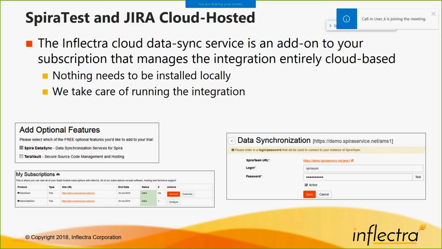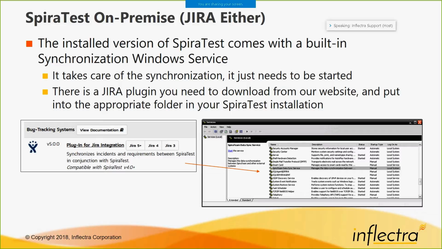So the first case is the most simple, which is they're both cloud hosted. Now that's great because we take care of that for you. As you can see here on the screens, we have a cloud synchronization service called the Spira Data Sync. It runs in our cloud environment and it's going to connect to your cloud instance of SpiraTest and it's going to connect to your cloud instance of JIRA. It's going to synchronize the two. There's nothing you have to do apart from set up the configuration. Very easy.